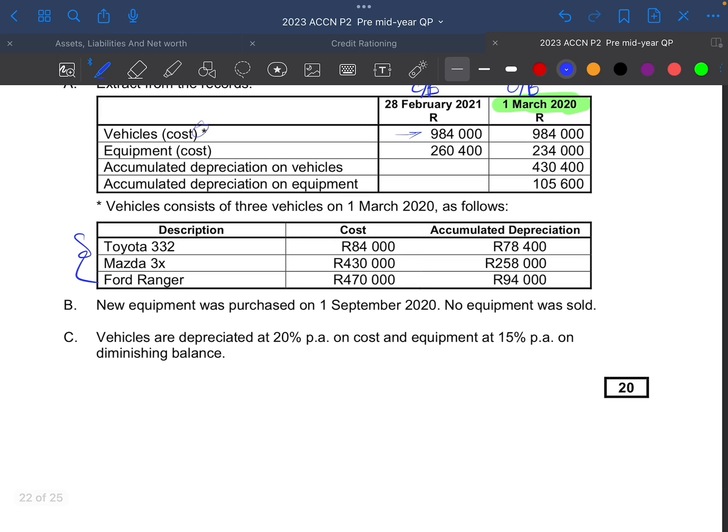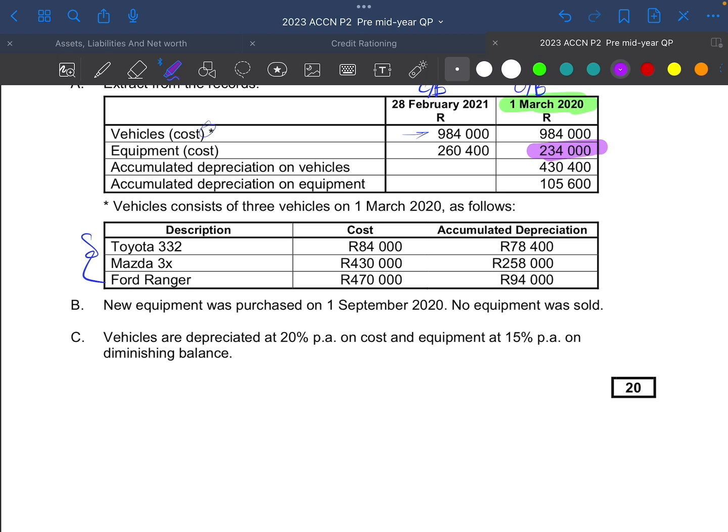Okay, so let's read on equipment and what they have to say. So equipment, the cost price, when we opened, we had the equipment cost at 234,000, but now what we have is 260,400. What does that mean? An increase in the cost price simply means that we have bought, but we do not know if we have sold. But what we're certainly sure of is that we have bought more equipment. So now let's read what the question has to say. B, new equipment was purchased on the 1st of September 2020. No equipment was sold. Now we know that the increase is only of equipment that was bought.